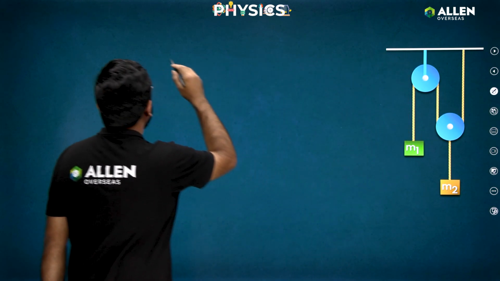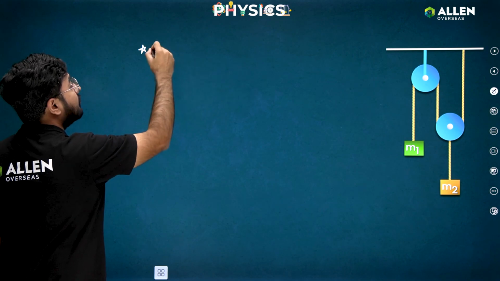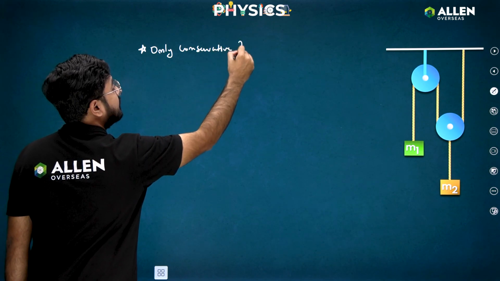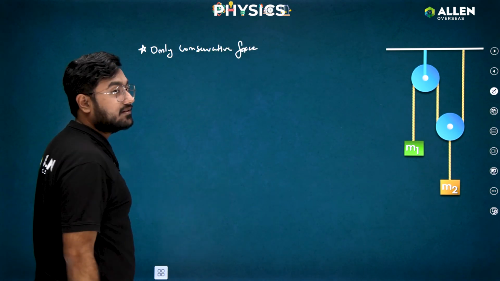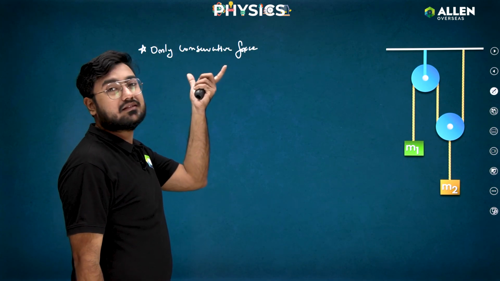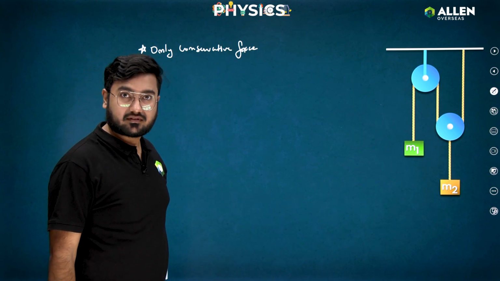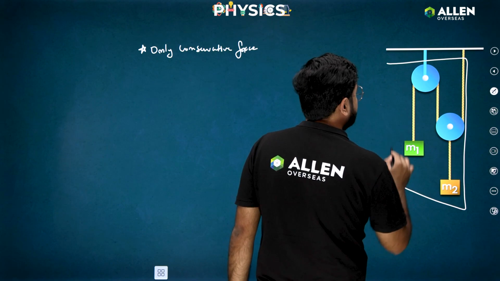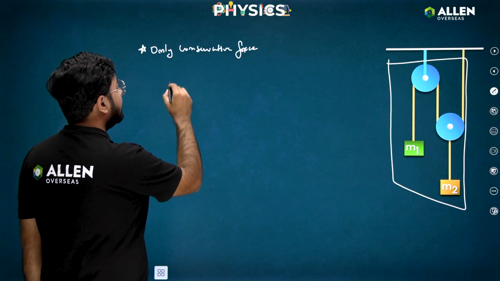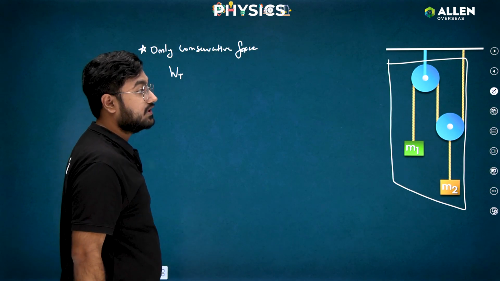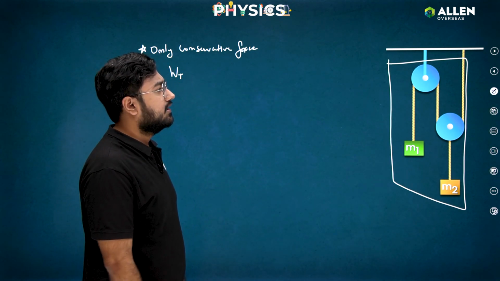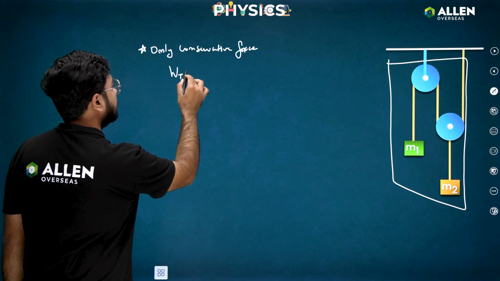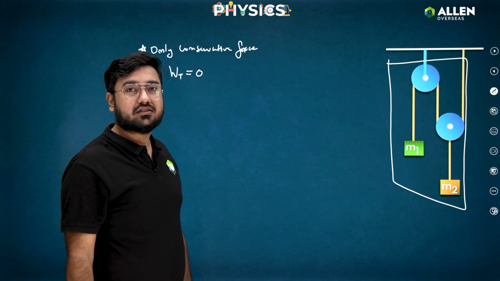Now, we very well know that there are only conservative forces acting, right? So we have an ideal pulley that is massless and frictionless. Friction is absent, so it is only conservative force. Okay. So for the complete system, if I ask you, what is the work done by tension? For the complete system, I am saying. Sir, for the complete system, work done by tension is 0. Yeah, that is 0.